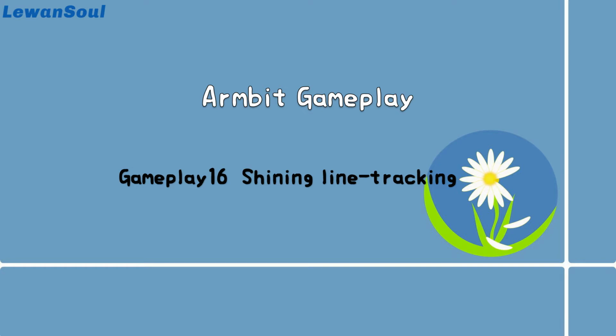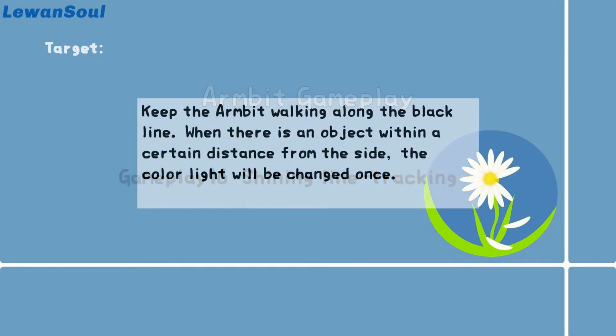In today's gameplay, we're going to focus on another one called Shining Line Checking. How can we achieve this gameplay? Now come with me and have a close look. The target we're going to create today is to keep the arm bit walking along the black line. So when there is an object within a certain distance from the side, the color light will be changed once.